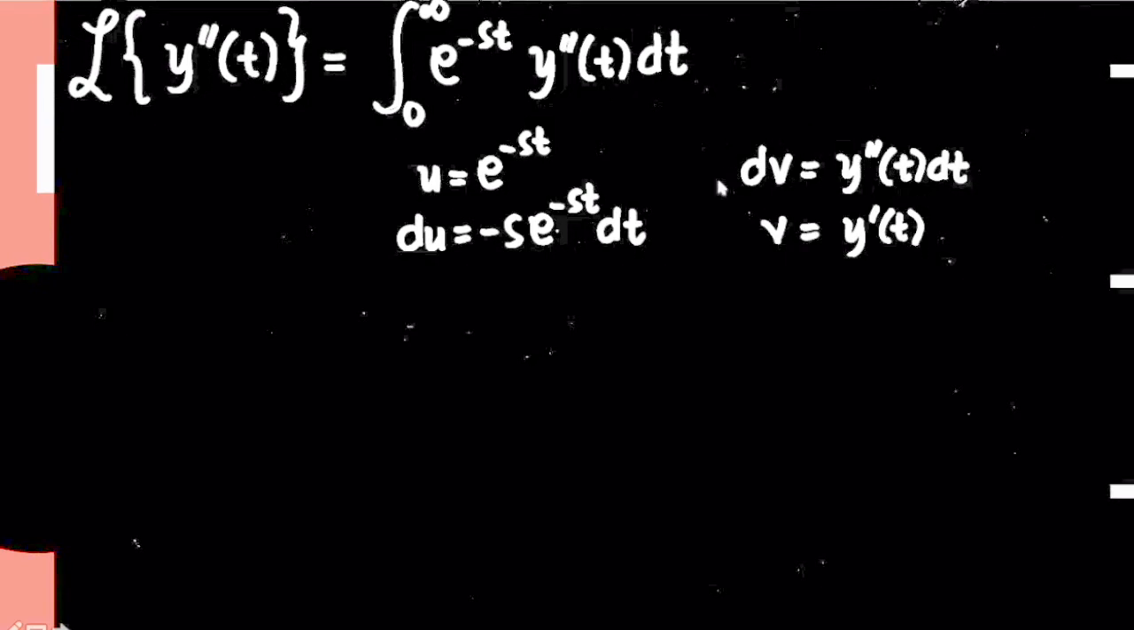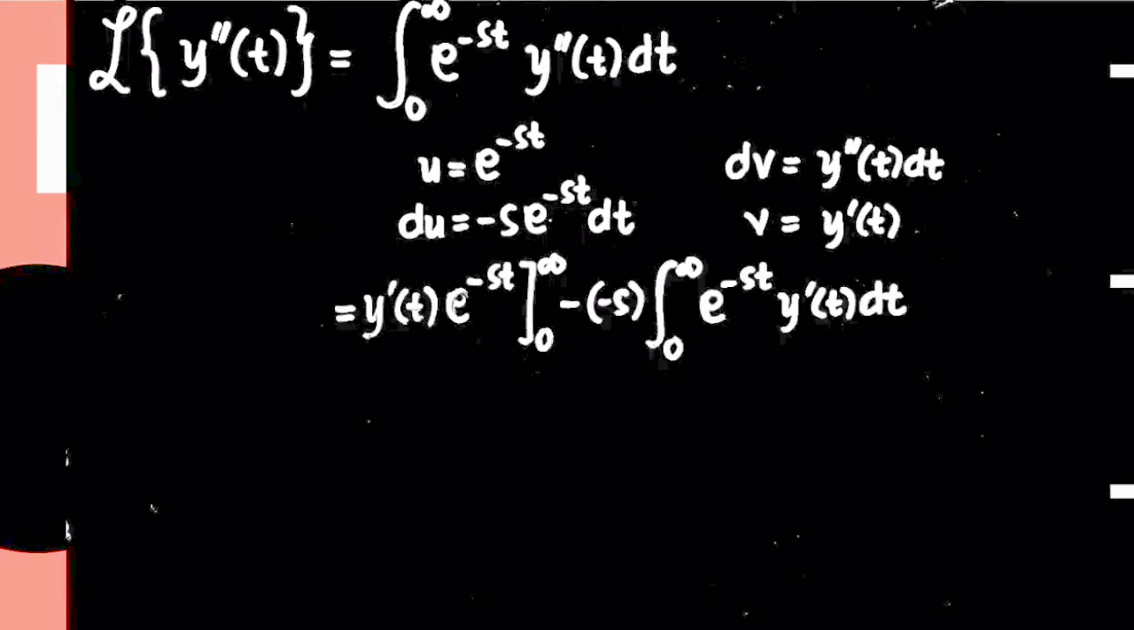We integrate both sides of the equation. So we have v equal to, of course, if you integrate y double prime, it becomes y prime of t. Plugging into the formula for by parts, which is u times v minus integral of v times du. So here we have u times v, so we have y prime of t times e raised to negative st, minus integral of v times du. What is our v? y prime of t. What is our du? It's minus s e raised to negative st times dt.